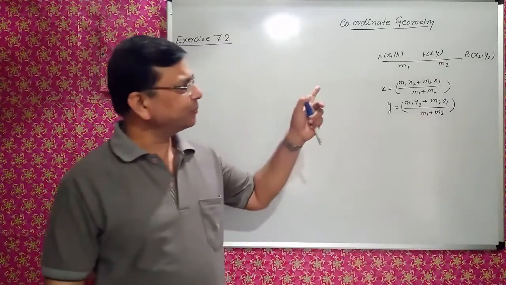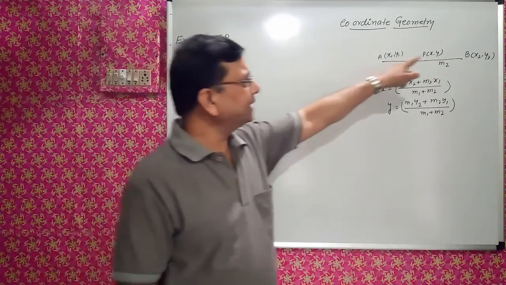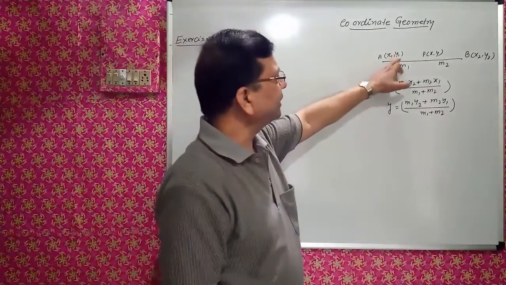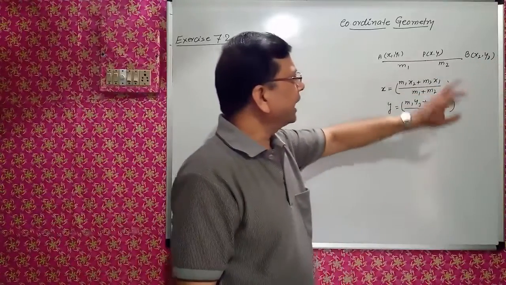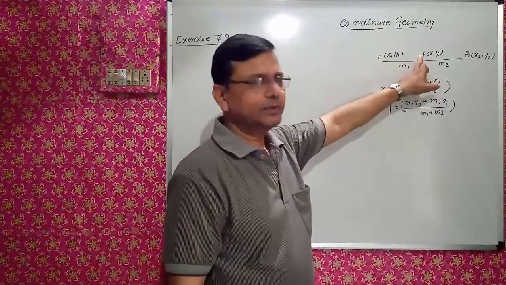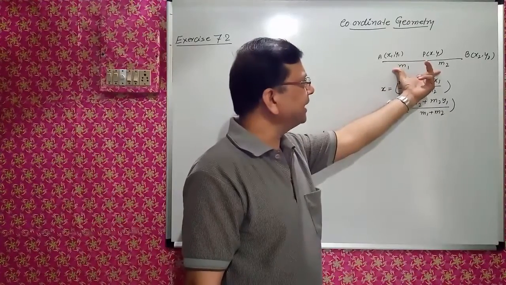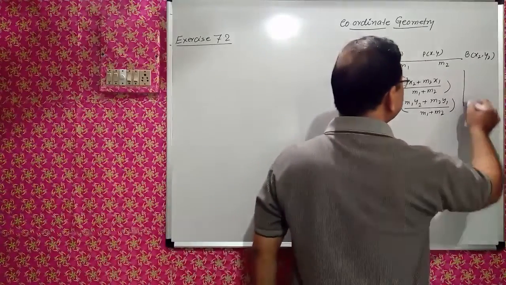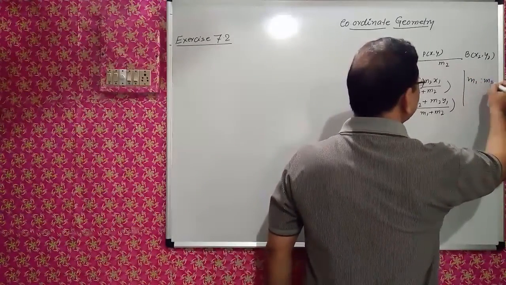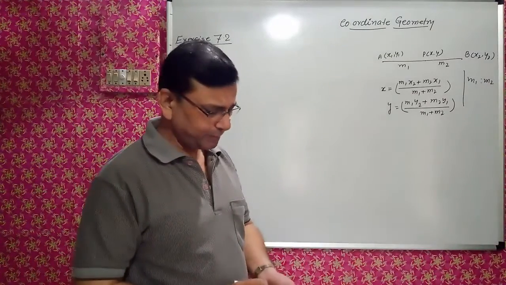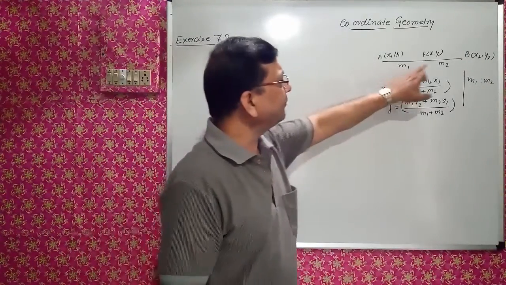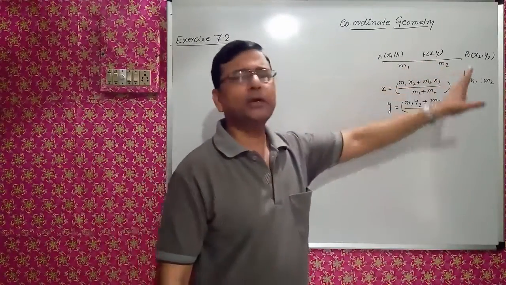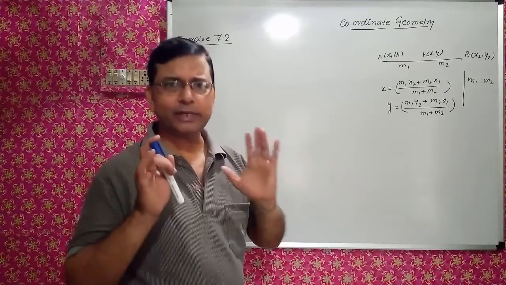I had derived section formula, if you remember, that if 2 points are there, A and B, and coordinates of these 2 points are x1, y1 and x2, y2, and there is a point P which divides this line segment in the ratio of m1 is to m2. In fact, if you go through my previous video, I had taken m and n, m is to n. So you can write m1 is to m2 also, as it is given in your textbook.